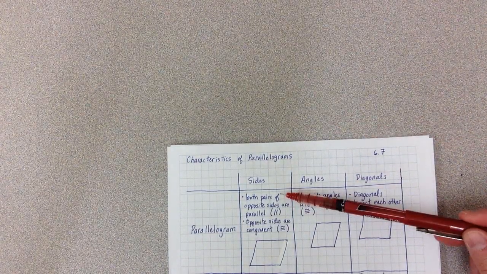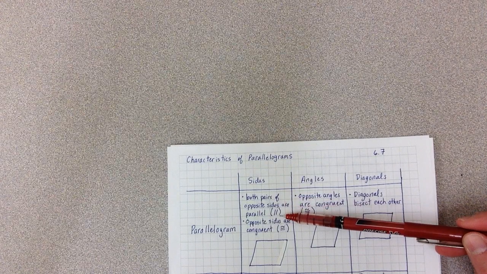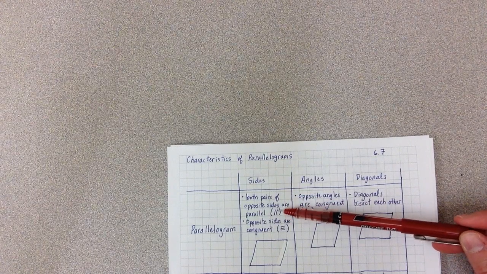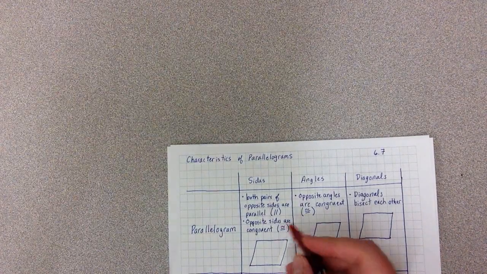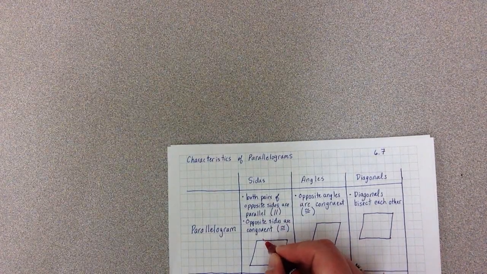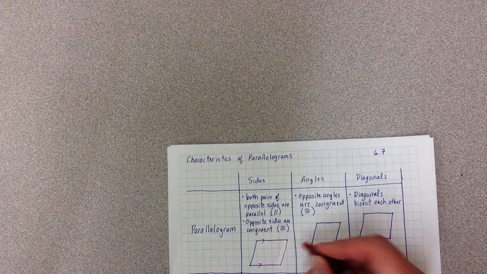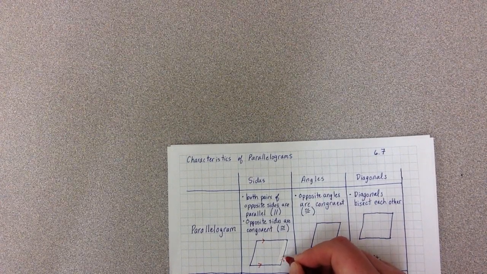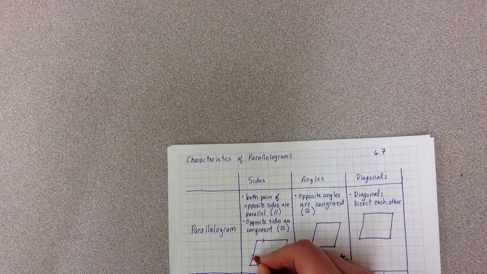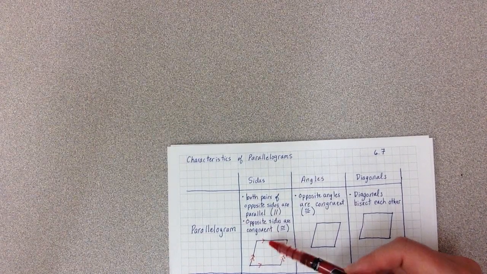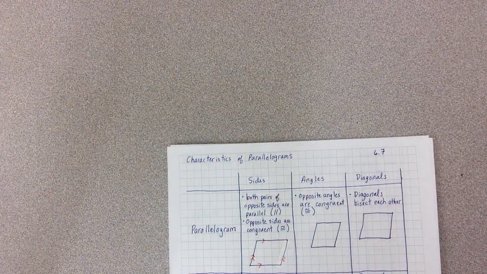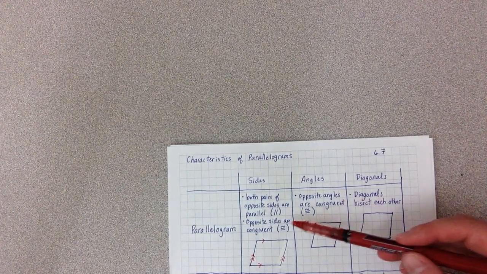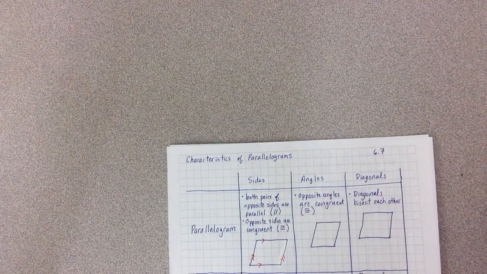So in a parallelogram, we say that both pairs of opposite sides are parallel, and that's that lovely symbol of two lines is parallel. And you'll remember that when we initially did these definitions, we indicated parallel by having these arrows. One arrow means these two sides are parallel. Second, two arrows mean those two sides are parallel. The second attribute is that the opposite sides are congruent.